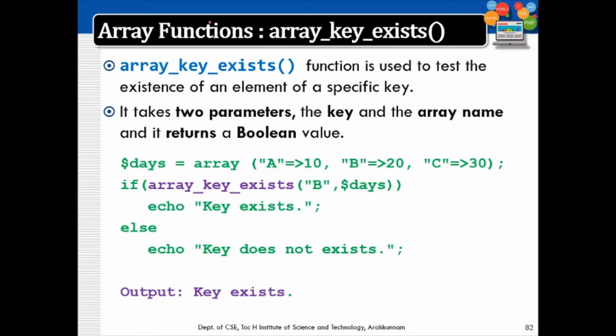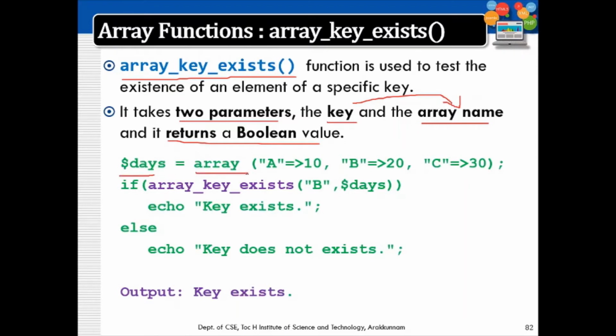If you want to check if a key exists, you can use the array_key_exists function. It takes two parameters, the key and the array name. You have to check whether the key is there in the array, and it returns either true or false. If the key is there, it returns true. Otherwise, it will return false.